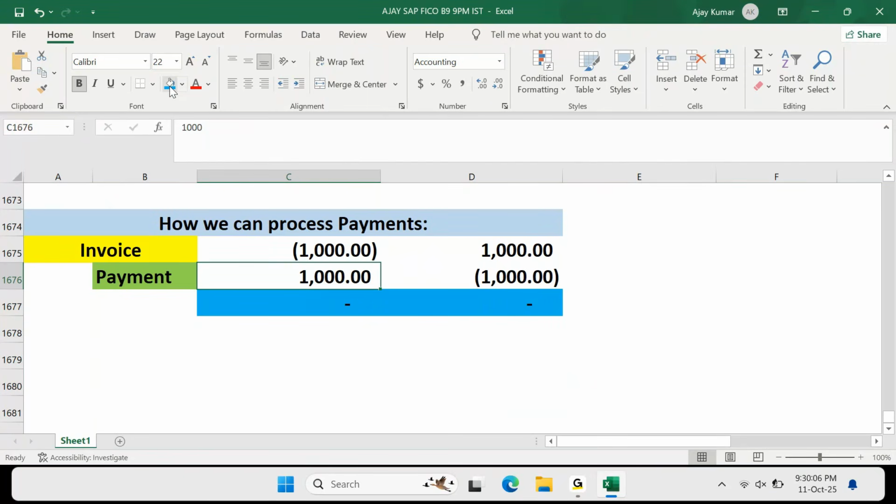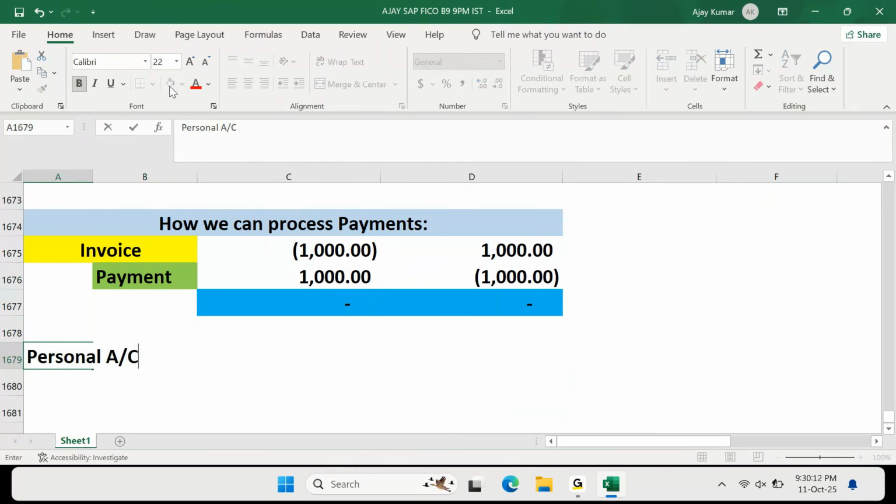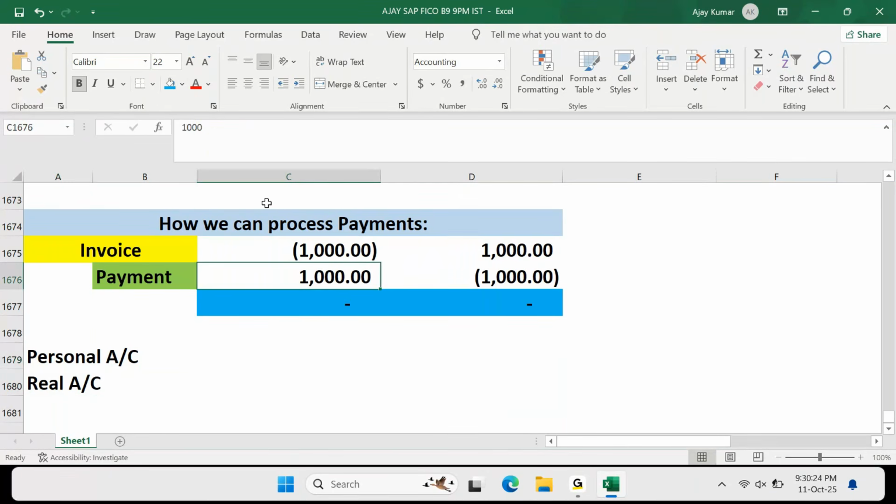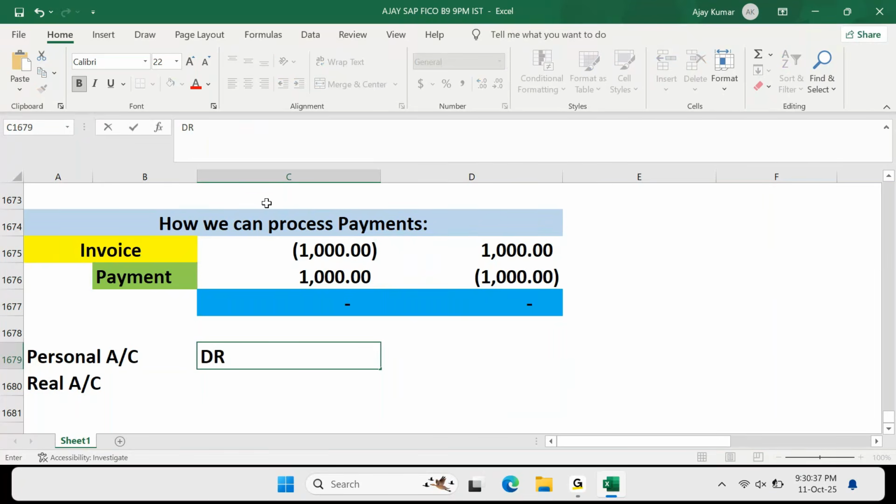Now if you look at debit, you need to look at two points here. Point number one, the personal account, and point number two, the real account. Now this is a payment amount, 1000 rupees. This payment amount is showing a debit or credit? Debit. According to the personal account, debit is equal to receiver, credit is equal to giver.